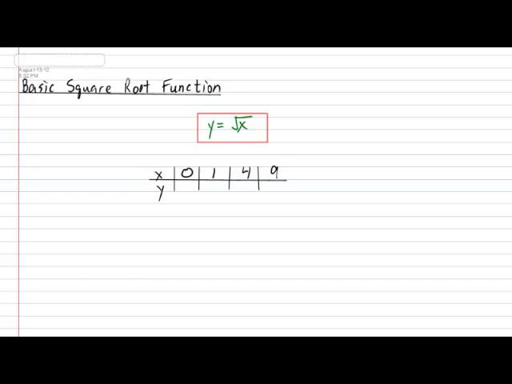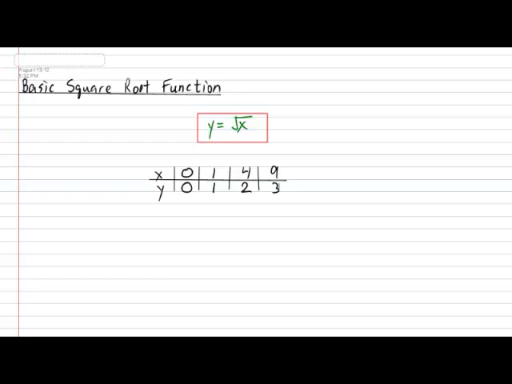Now when we plug each one into the basic function y equals square root of x, we get when x is 0, y is 0. When x is 1, square root of 1 is 1. When x is 4, square root of 4 is 2. And when x is 9, the square root of 9 is 3.